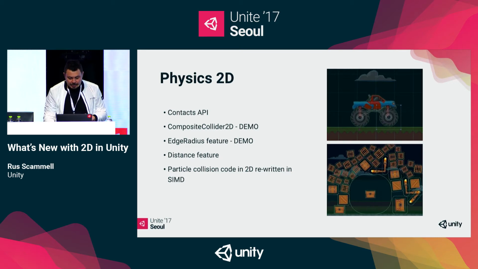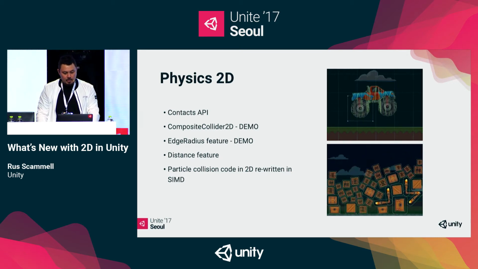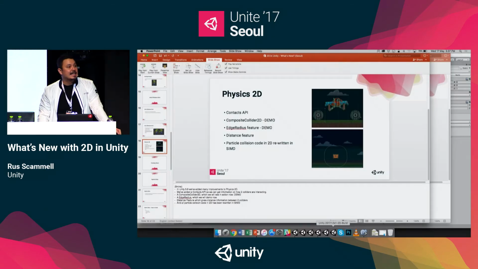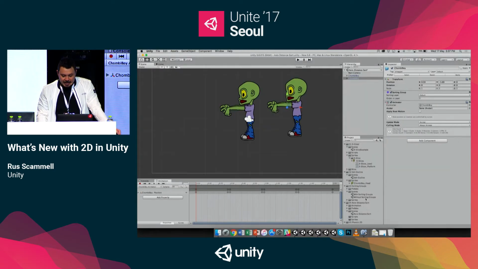Okay, so let's take a look at some of these examples in physics. The first thing we want to look at is composite collider. Let me open up Unity 5.6 again and take a look at composite collider. Let me just close these up.